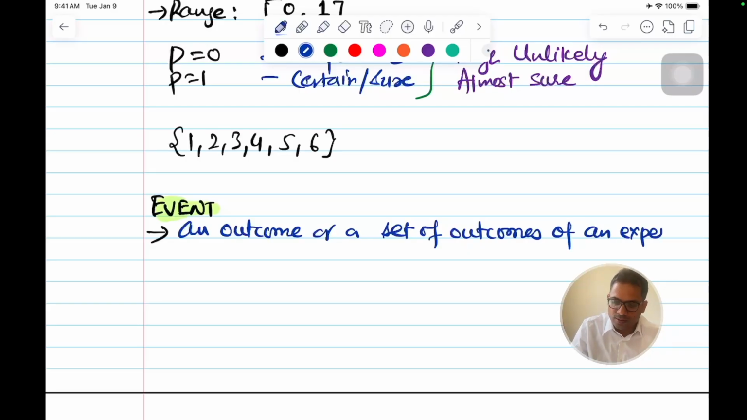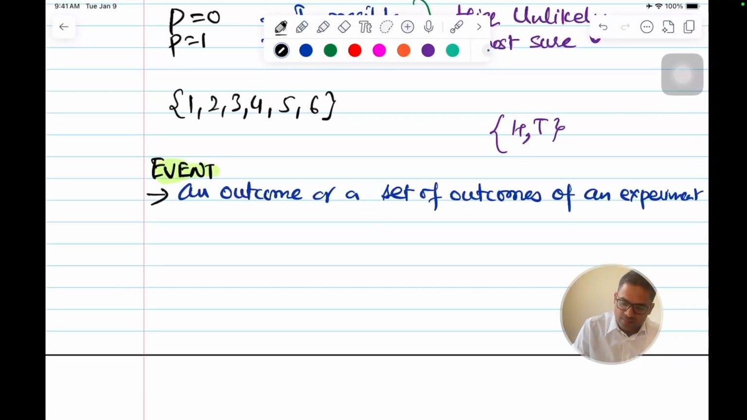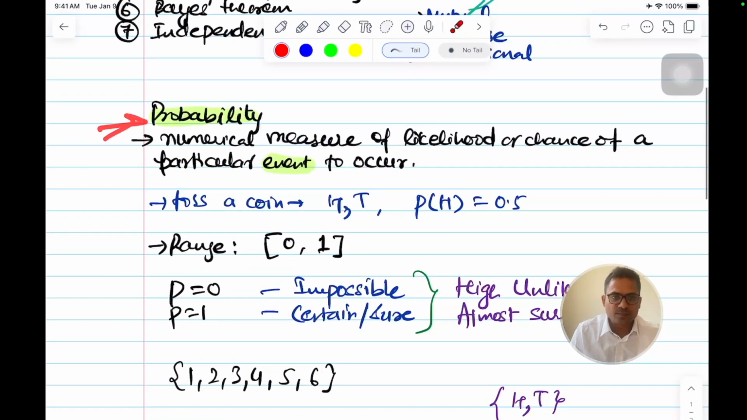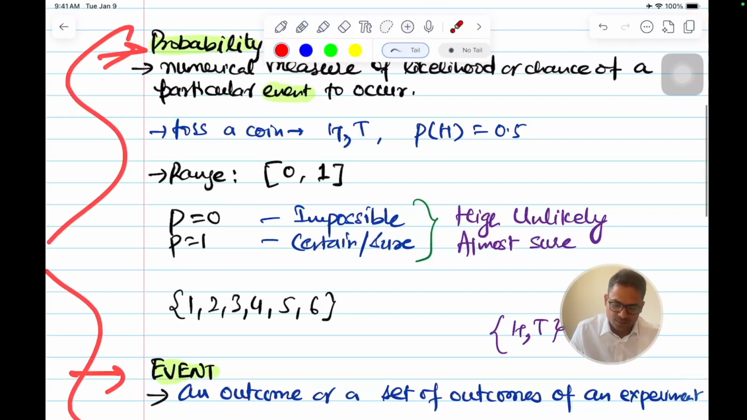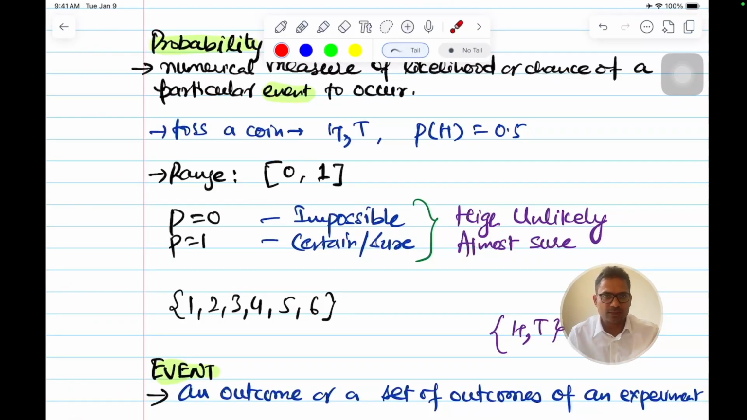If we toss a coin, we'll get either head or tail. So this is how we represent a set of events. For example, as I mentioned, if you toss a coin, you will get either a head or a tail. So we have defined probability. We have defined what an event is. This is the base. You understand what a probability is now.